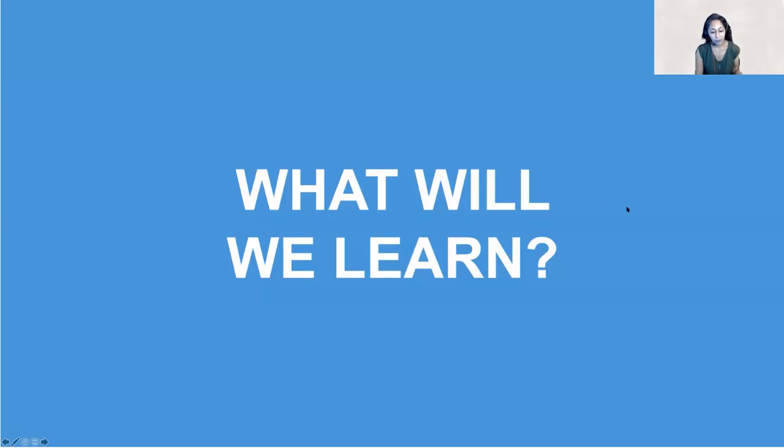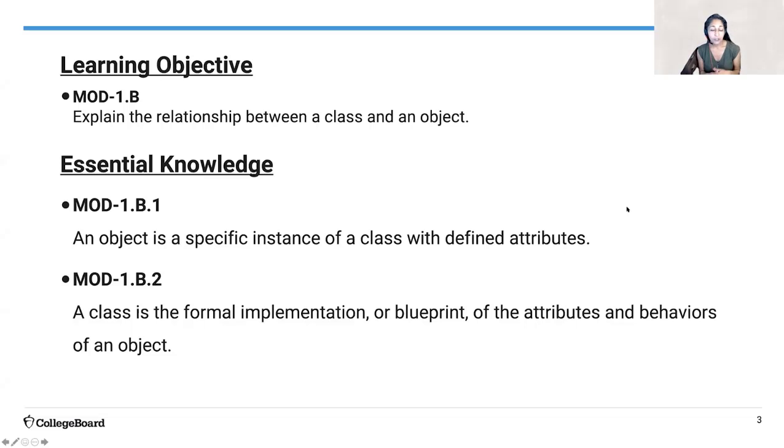So what are we going to learn? We're going to still focus on the relationship between the class and an object and look in more detail at how an object is a specific instance of a class, and how I can use a class as a blueprint to define the attributes and behaviors of my object. Only this time, we're going to actually create some objects and see how they can behave in my program.